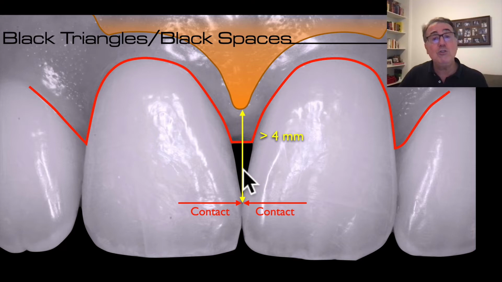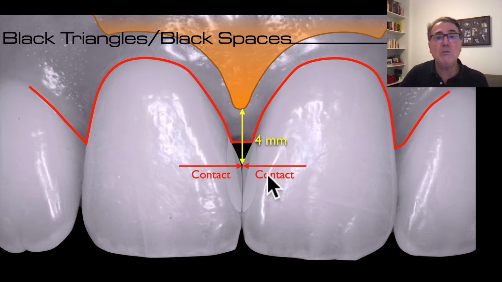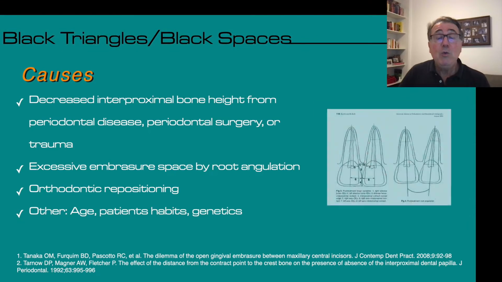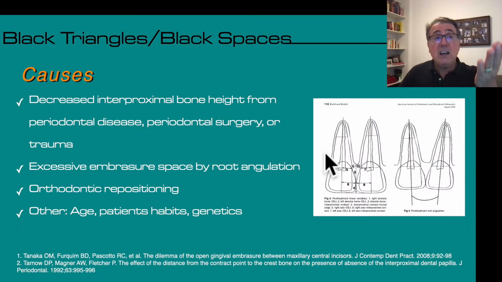In order to avoid that, you would need to bring the contact point closer to the bone crest. If you keep the distance within the 4-5 millimeter range, then the papilla will be able to fill in that space like this here. Why do those black triangles happen?